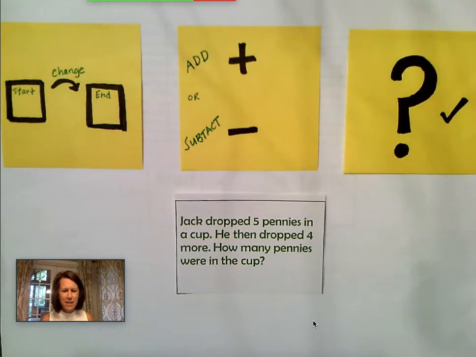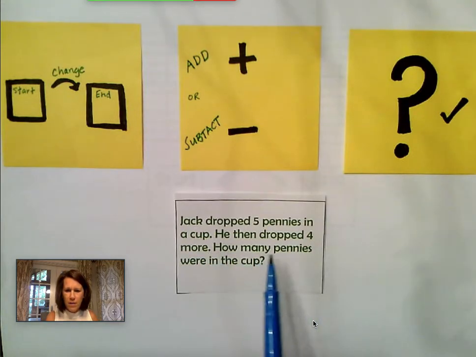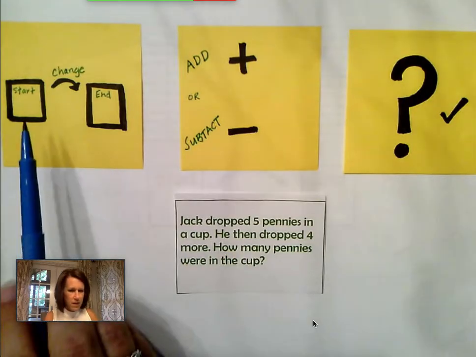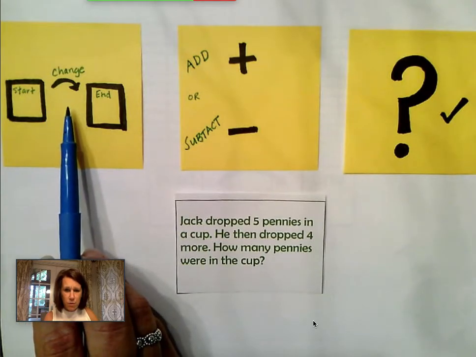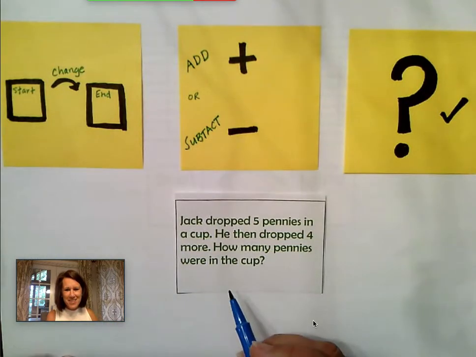Okay, let's start with one of those penny stories that we were working on in our home links. This one says, Jack dropped 5 pennies in a cup. He then dropped 4 more. How many pennies were in the cup? I'm going to think about my change to model. Okay, he started with 5. It changed because he dropped 4 more. How many are in the cup?